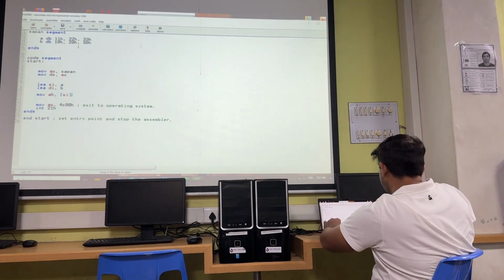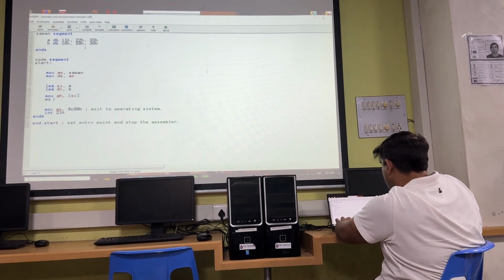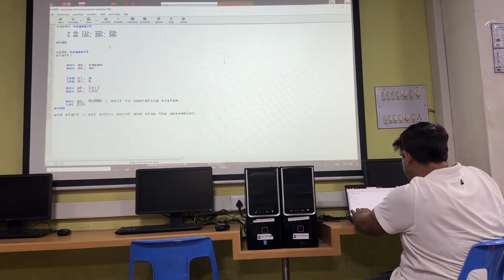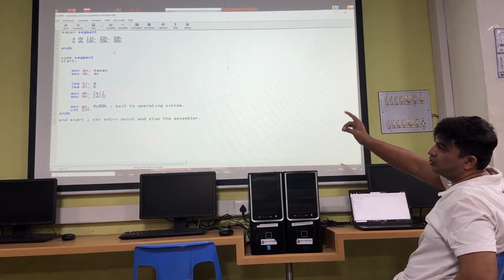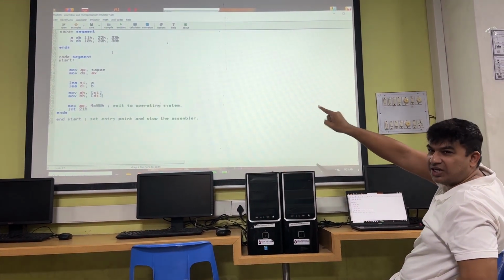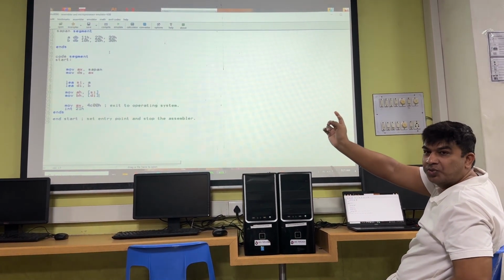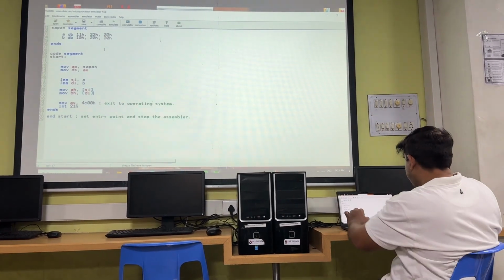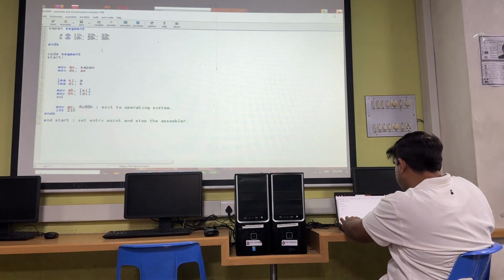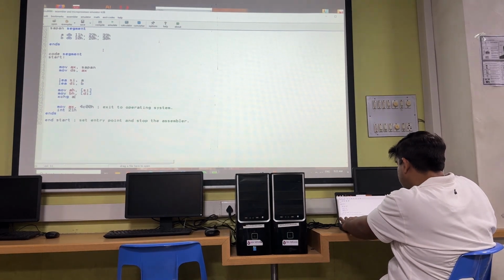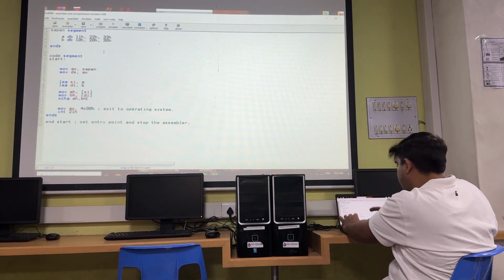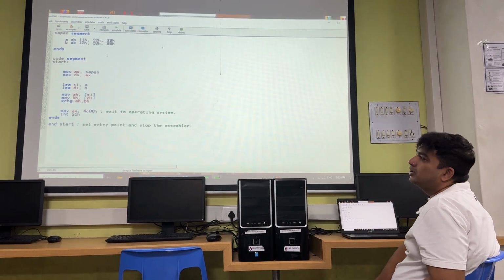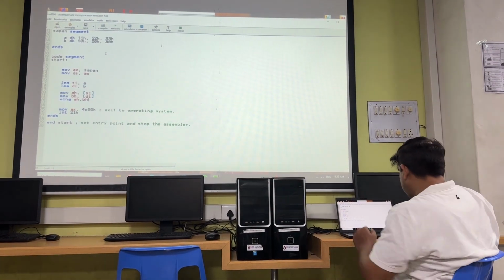Understand? Move BH comma square bracket DI. So DI will be 0, 0, 0, 3. On that location 10 is there, so 10 will come into BH. So now AH is 11, BH is 10. There is an instruction XCHG, exchange AH comma BH. Both values will get swapped. Simple. So now my AH will be 10, BH will be 11.